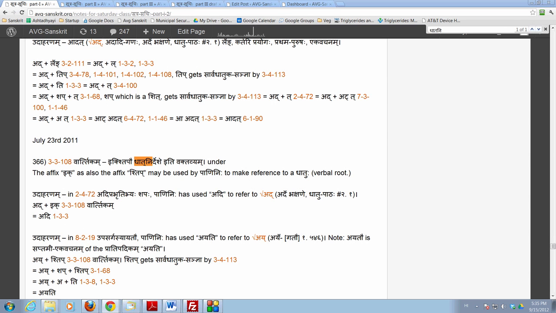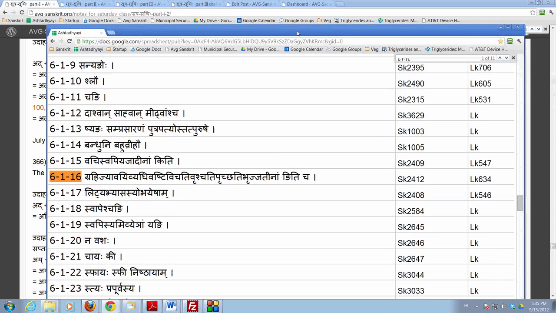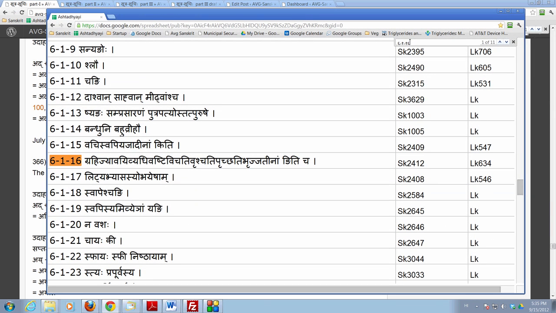The sutram 6.1.16 also has the term grahi in there. It says grahi jya vayi vyadhi vashti vichati vrishchati prichati vrijati na niticha. An anuvritti of kiti is coming down. So kiti niticha, so niti kiticha. Now why doesn't this happen? Because this sutram is saying that these verbal roots take samprasaranam when followed by an affix which is kit or nit. Then how does Panini say grahi? Because the repha of grahi should have taken samprasaranam and should have become grihi.